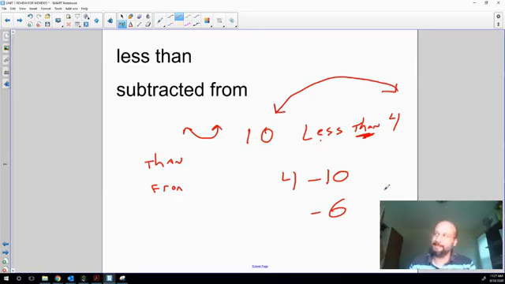I explain this a lot in class. It's just something to look out for. And there's no easy way for me to give you a hint how to remember it. It's just something that you have to remember. Less than, you flip the order. Subtracted from, same thing, you flip the order.